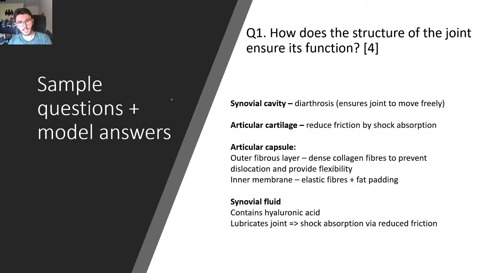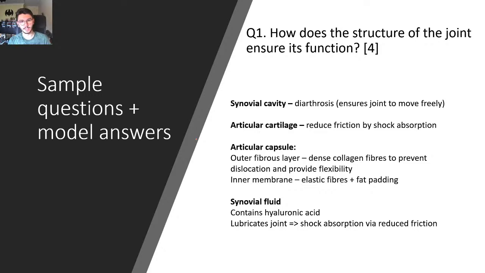So with the synovial cavity, we will talk about diarthrosis, which is a freely movable joint. That's the purpose of the synovial cavity, so that you have space for the movement of the two bones. Articular cartilage is made up of hyaline cartilage, which covers the articulating surfaces. It has cushioning forces due to the fact that you have ECM that heavily contains water, and it reduces friction by absorbing shock. The articular capsule has two layers, outer fibrous and inner synovial membrane.